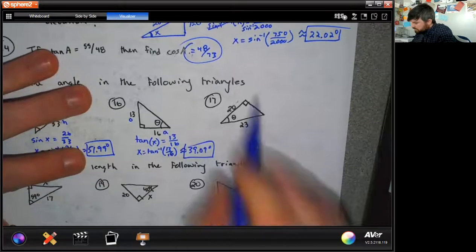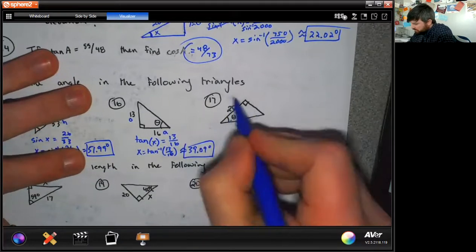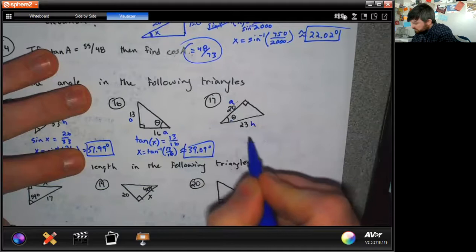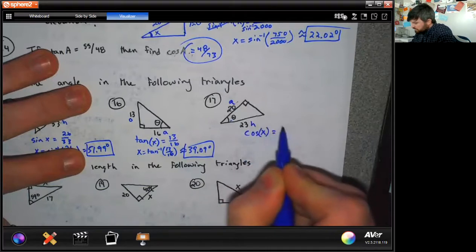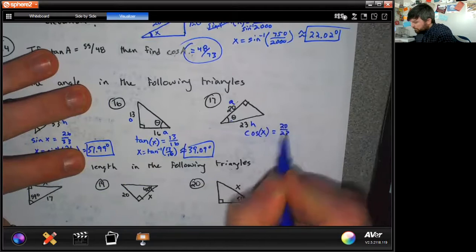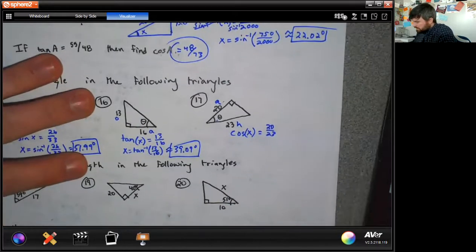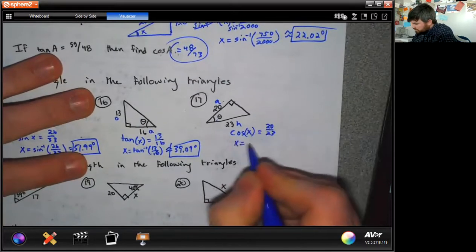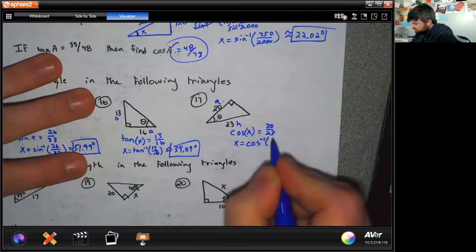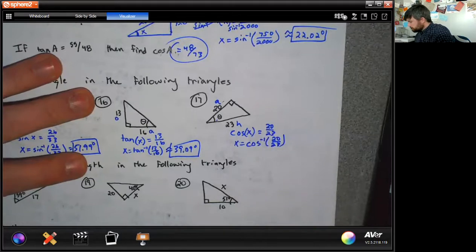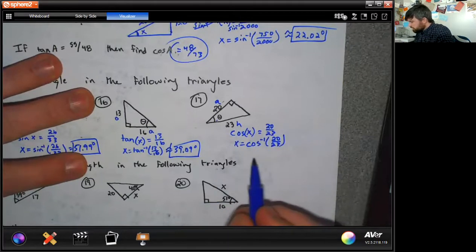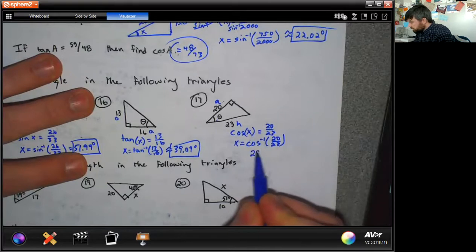And the last one here, you have the adjacent and hypotenuse. That's cosine. Adjacent 20 over 23. To get rid of cosine, I take the inverse. So x equals the inverse cosine of 20 over 23. You get 29.59.